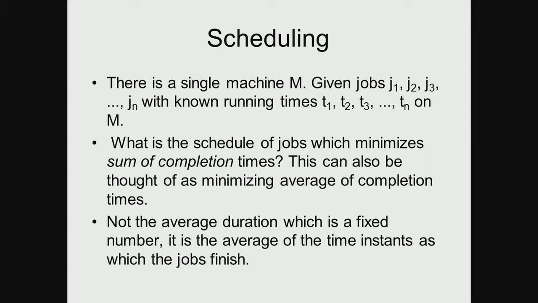Now, minimizing the sum of completion times can also be thought of as minimizing the average of all the completion times. It is very important for the student to note that this is not the average duration, which is a fixed number. It is the average time a job spends waiting for a machine, and then the time that it spends on the machine itself. One wants to minimize this quantity. Therefore, the goal of this exercise is to find an ordering of jobs to execute on the machine so that we minimize the sum of completion times.